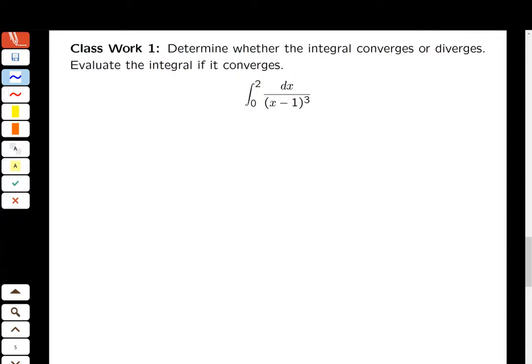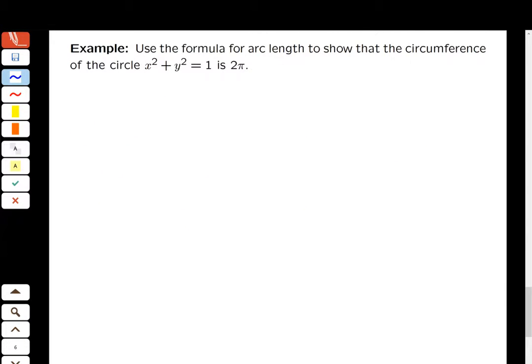Well, let me catch up on my slides. We're done with that one. Let's look at the arc length formula. We want to find the circumference of a circle. So our formula for a circle, this is our unit circle, is centered at the origin. The radius is 1. If I solve this equation for y, I get y as the square root of 1 minus x squared. Are we good with that?